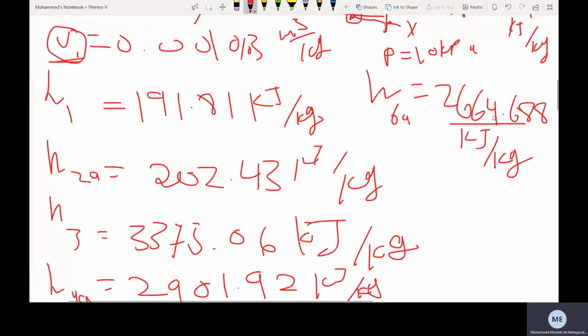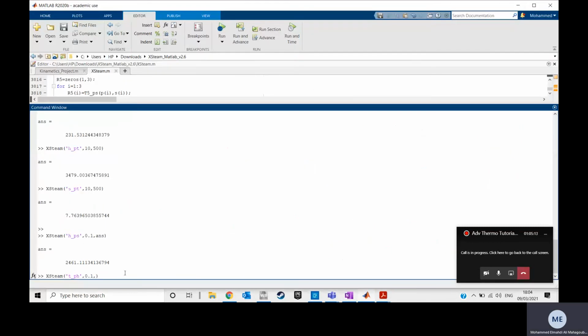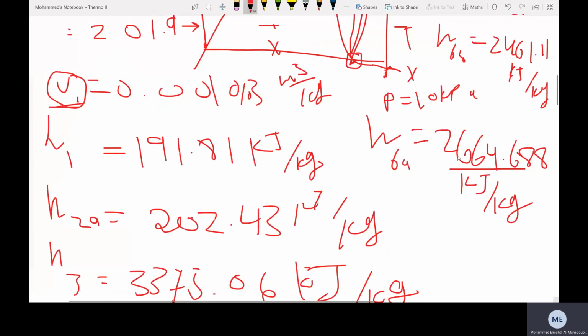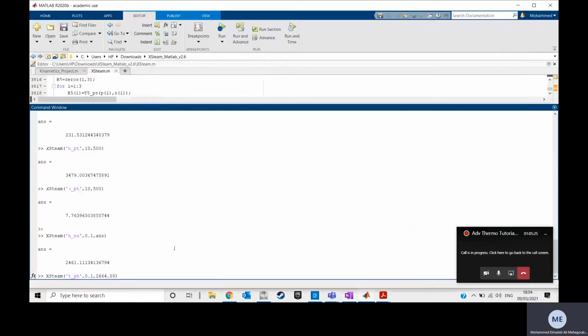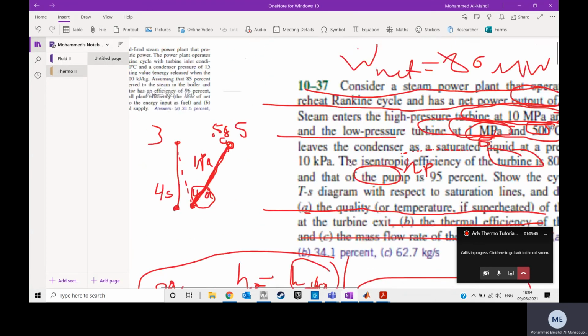So what is it? 2664.688. Okay, 2664.688. I always forget this number. Yeah, 2664.688, my bad. So hit enter, and as I've told you, it is between 100 and 150 degrees Celsius. So this is the temperature. This is part 1, or part A, of the problem.